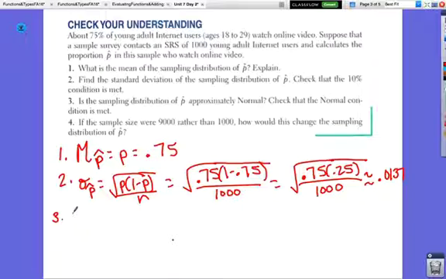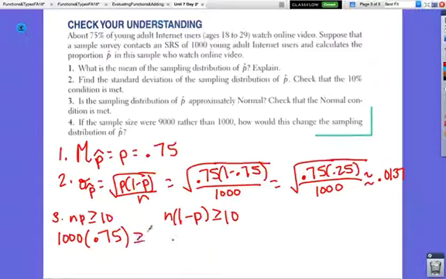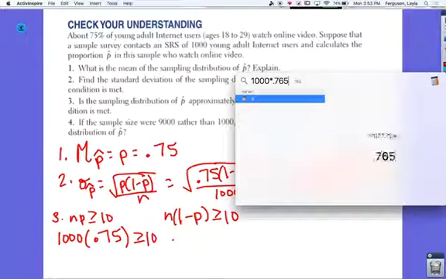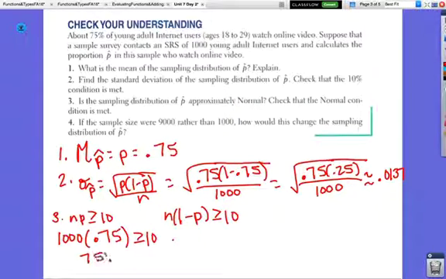All right, so the way that we would do that is we would have to check and make sure that np has to be greater than or equal to 10, and we also need to check that n times 1 minus p is greater than or equal to 10. So our n is our sample, which is 1,000. Our p is the probability of a success, which is 0.75. And so 1,000 times 0.75 is going to give us 750. 750, of course, is definitely greater than or equal to 10, so that's good.